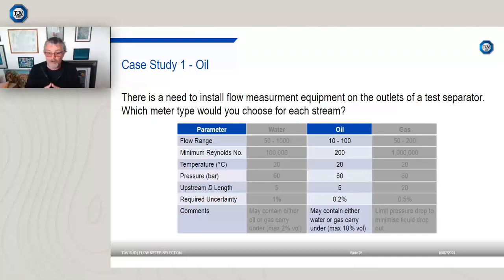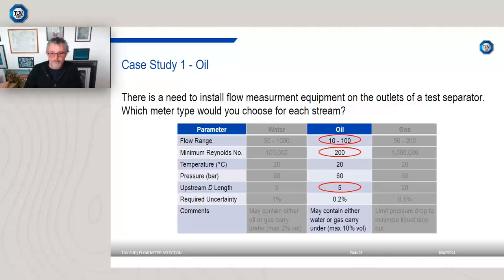It's 20 times more pressure than there is in your car tyre, but it's not high pressure as far as offshore goes. We don't have much space to put it in, and we have a very low uncertainty requirement of 0.2%. There's a comment there saying it may contain either water or gas carry under, i.e. the separator hasn't worked 100% and there is gas in the liquid.